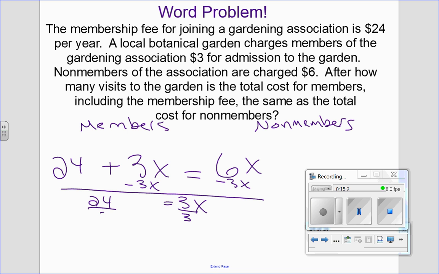Divide both sides by 3. So after 8 visits, it'd be the same cost for members and non-members.